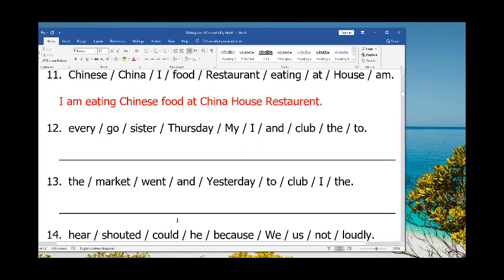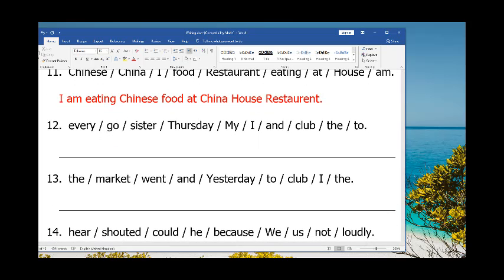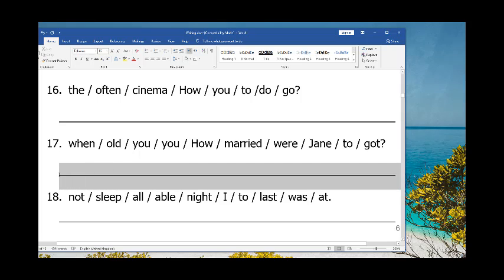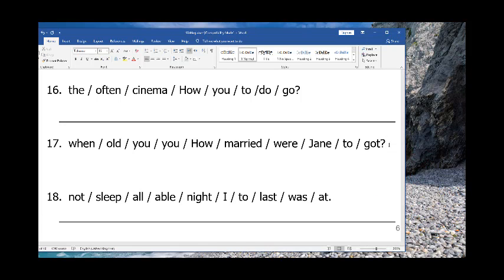Okay, let's look at number... Since we answered one from the top, let's answer one from the bottom. For example, let's see 17. It's too long, so we can think about it together. Okay, when, old, you, how, married, where, Jane, to, got, and question mark. We had a deal. If I have a question mark, I have first to look at what question word. What is the question word I have here? How, and it's already capitalized.